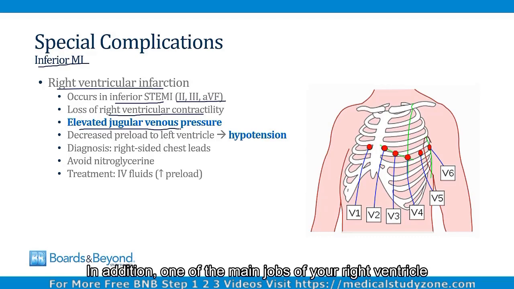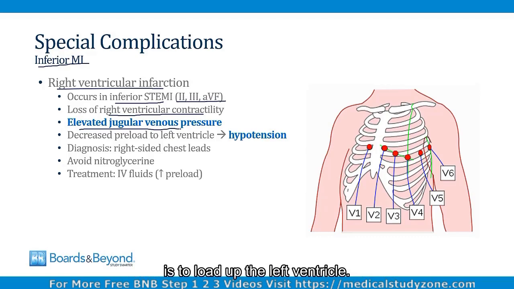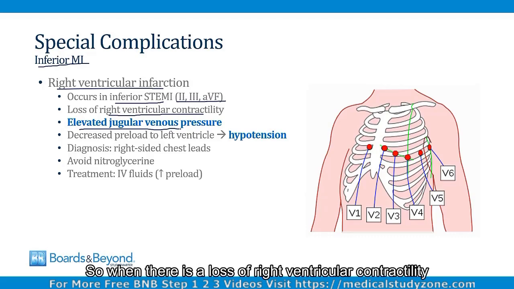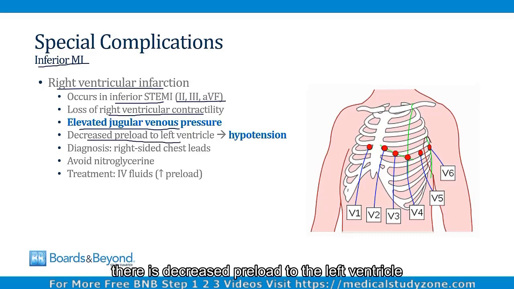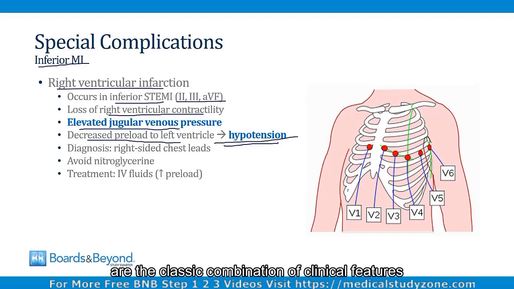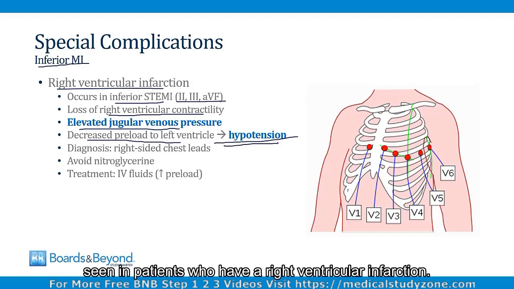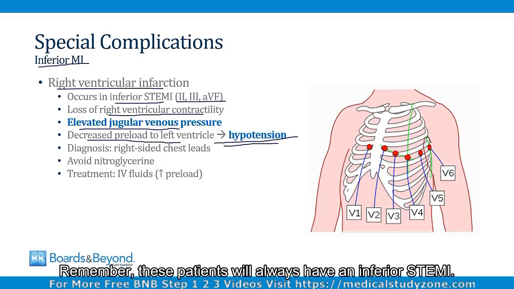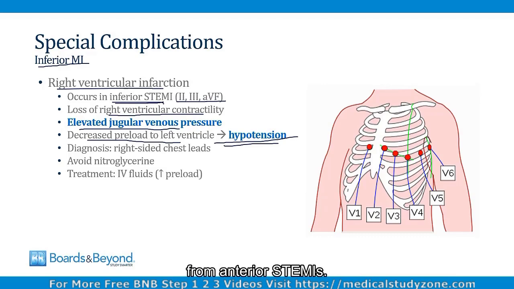In addition, one of the main jobs of your right ventricle is to load up the left ventricle. So when there is a loss of right ventricular contractility, there is decreased preload to the left ventricle, and that causes the cardiac output to fall, and that leads to hypotension. So elevated jugular venous pressure and hypotension are the classic combination of clinical features seen in patients who have a right ventricular infarction. Remember, these patients will always have an inferior STEMI. You don't get right ventricular infarction from anterior STEMIs.